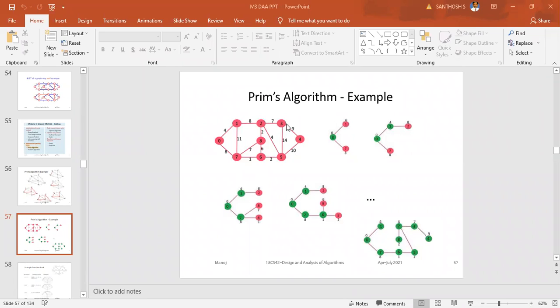So now you come for the 3 part. 3 to 2 is 7, 3 to 4 is 9, 3 to 5 is 14. In that, 3 to 2 is already marked. So which is the last one? 3 to 5 is 14. So this is the tree that you are going to have in Prim's algorithm. Understood? So you have to work on it, so you will easily understand the concept.